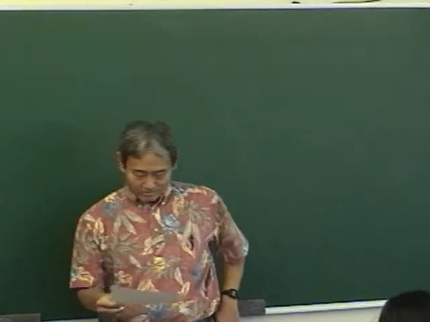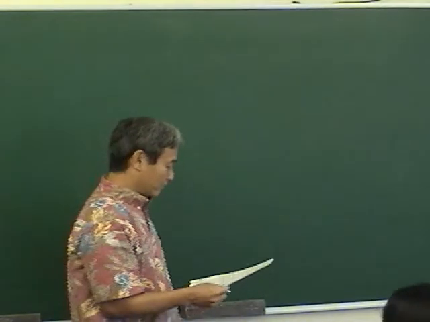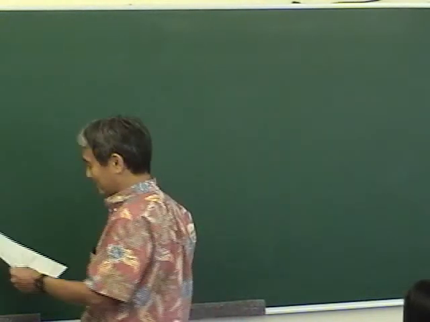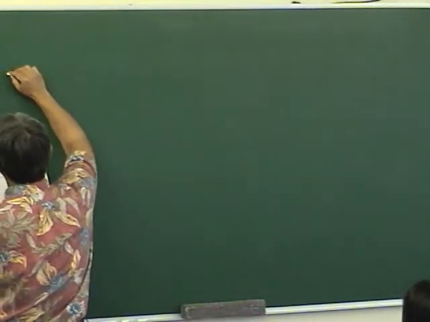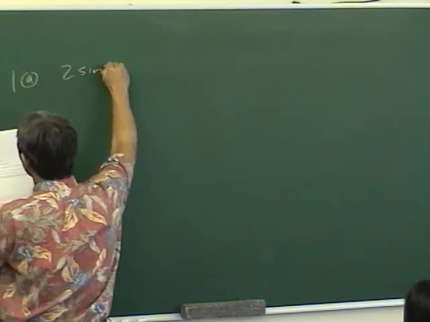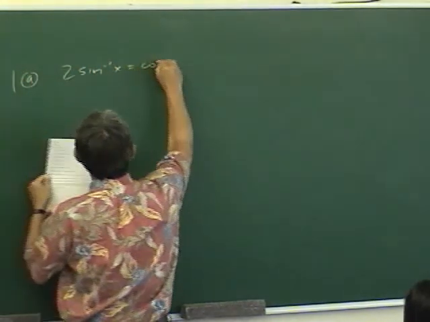Okay, so what I'm going to do here to make your homework shorter, I'll do examples right off the homework. So whatever I do on the board, you don't have to do. So now what we're going to do is we're going to solve equations. Okay, so I'll do 1a. 1a is good. 1a. 2 sine inverse x equals cosine inverse x.